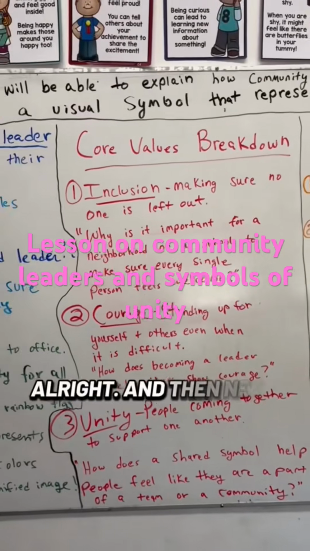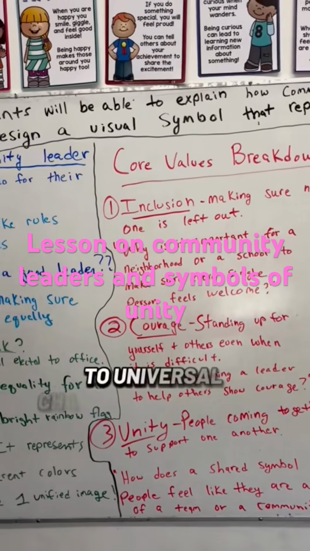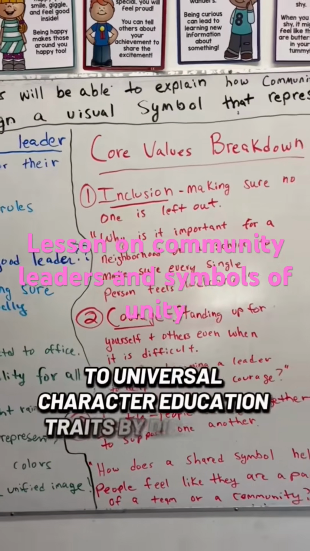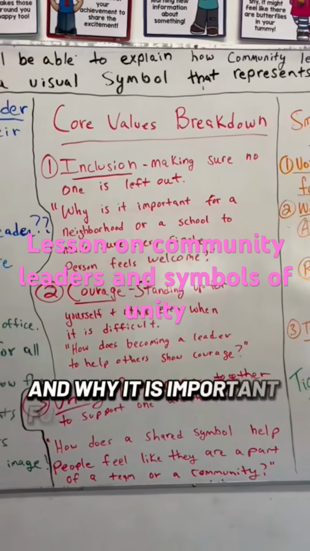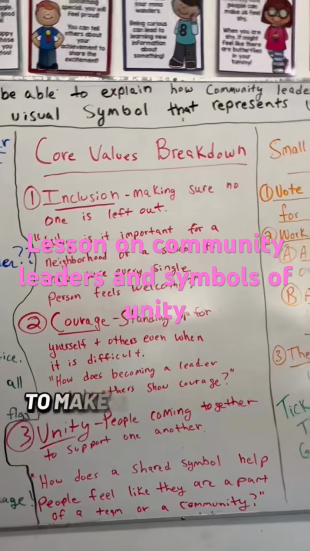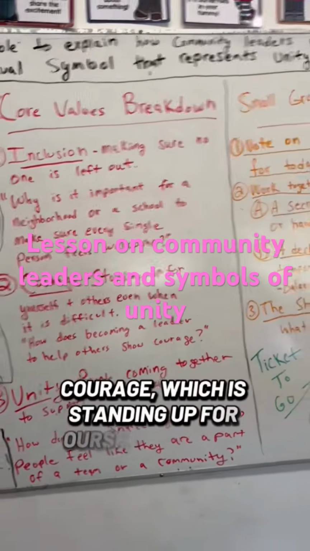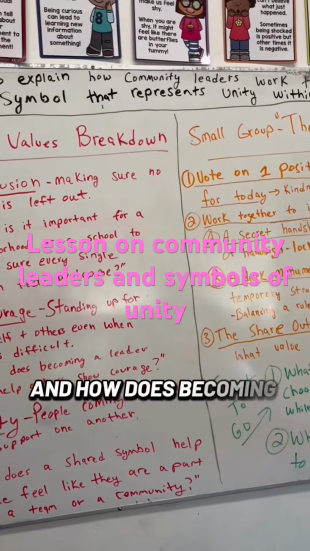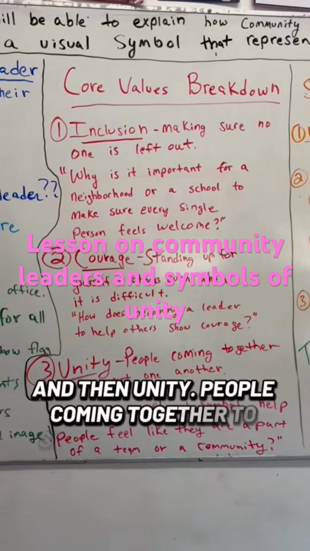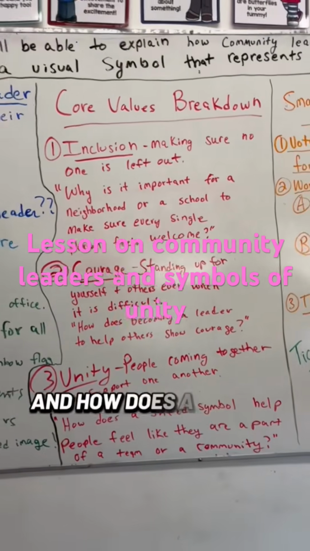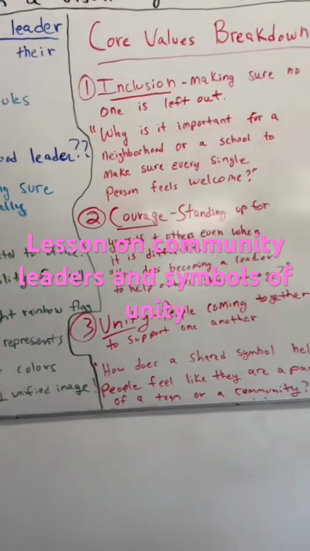All right, and then next we connect the historical events to universal character education traits by discussing what inclusion is, and why it is important for a neighborhood or a school to make sure everybody feels included. Courage, which is standing up for ourselves, right? And how does becoming a leader help others show courage? And then unity, people coming together to support one another. And how does a shared symbol help people feel like they're part of a team or a community?